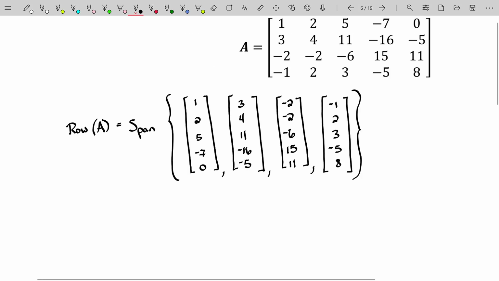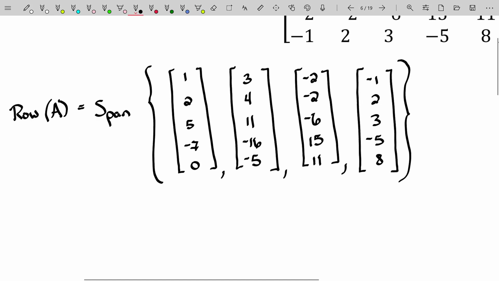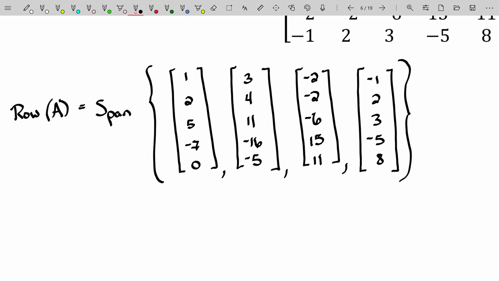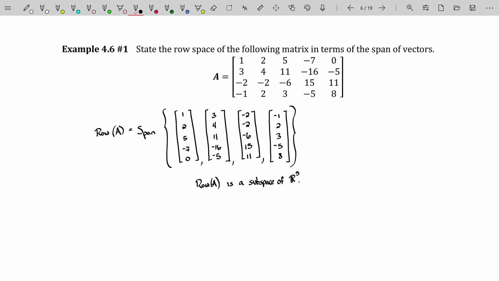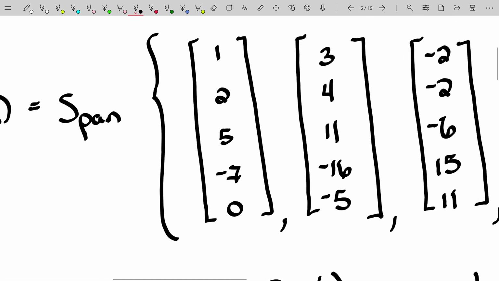And remember, the span is always creating a subspace, and in this case, it would be a subspace of R5. But let's suppose that you are forced to not be so lazy. Suppose your professor says, listen, I get it that you could just give me the span of those 4 row vectors, which I always write as column vectors.